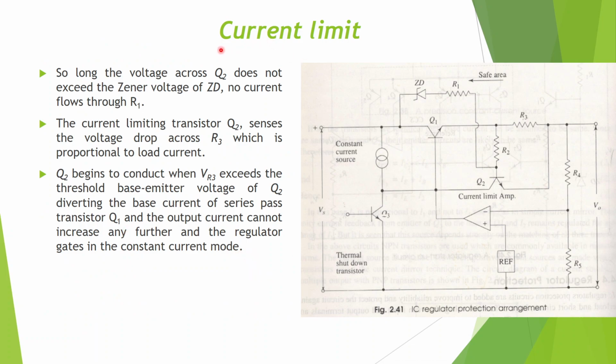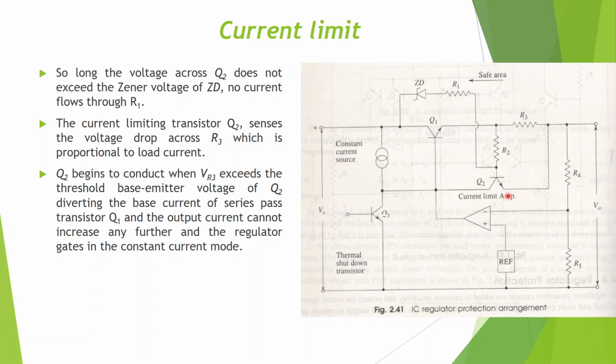In this, let us first look at the current limit. Now in this circuit, Q1 is the series pass transistor. Here you have your input voltage Vs. Here you get your output voltage. And all the current has to pass through this series pass transistor Q1. The amount of current that Q1 will allow to pass would depend on this error amplifier, which gets a feedback from the output and compares it with the reference voltage.